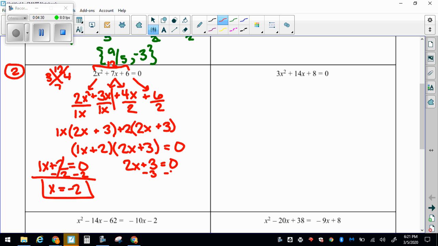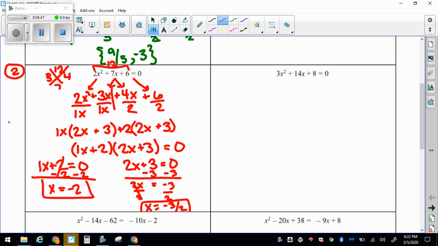On this side, minus 3 on both sides. I am not allowed to pretend that 2's are not there. I'm going to have to divide both sides by 2. And I get x equals negative 3 halves, or negative 1.5, but I like fractions as answers.